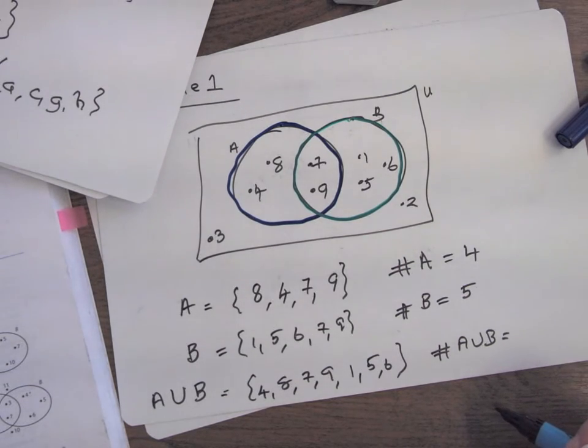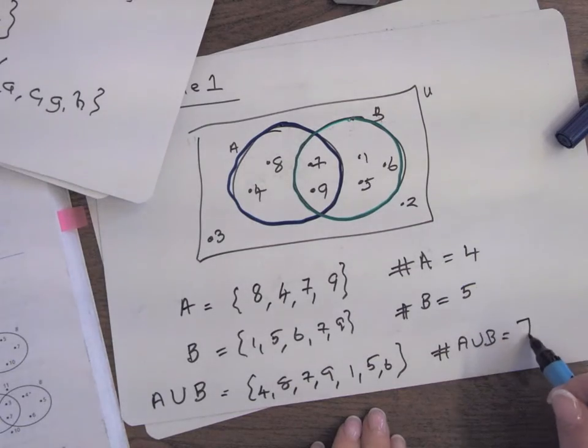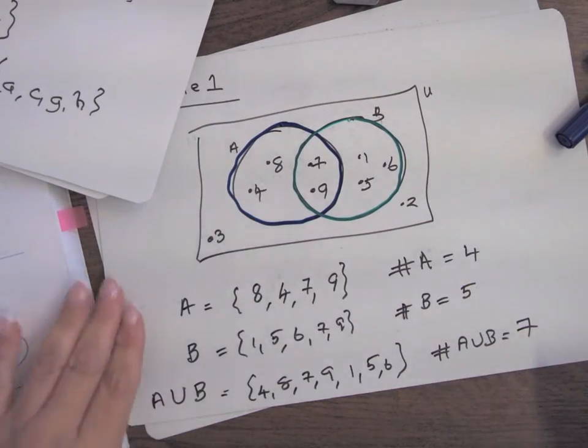So the cardinal number of A union B, girls? 7. Don't list them, I'll just count them. Is that right? Okay.